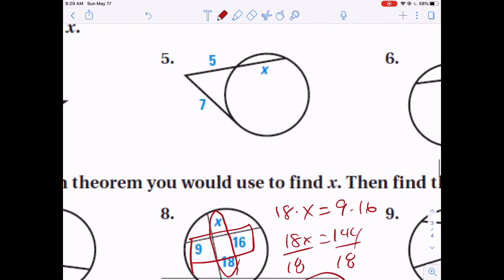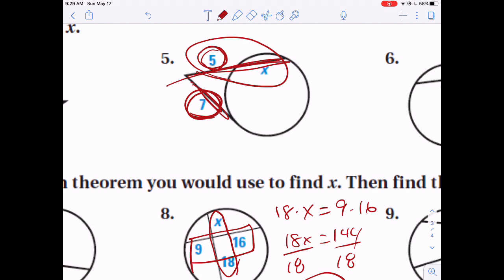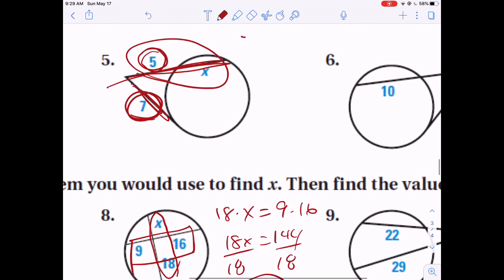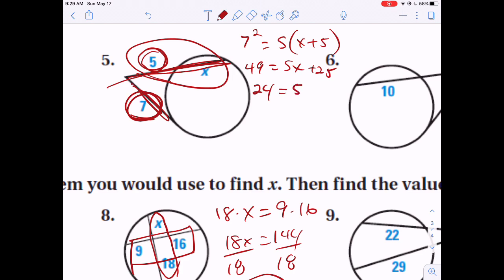Number 5. Again, look, you have your tangent here, and then you have your secant here. So I have to square the tangent, and then I got to multiply this outside piece times the sum. Okay? This will come out a little nicer. So I take 7 squared, that's the tangent, equals the small piece 5 times the sum, x plus 5. Or you add them up. So it's 49 equals 5x plus 25. Subtract 25, I have 24 equals 5x. Yeah, you're going to divide.